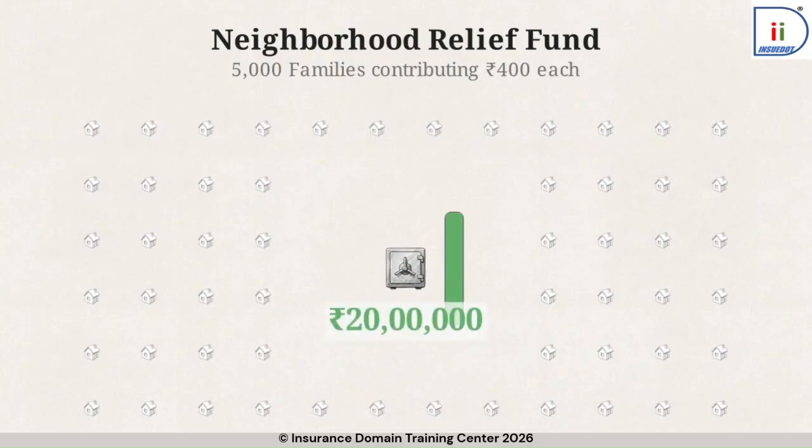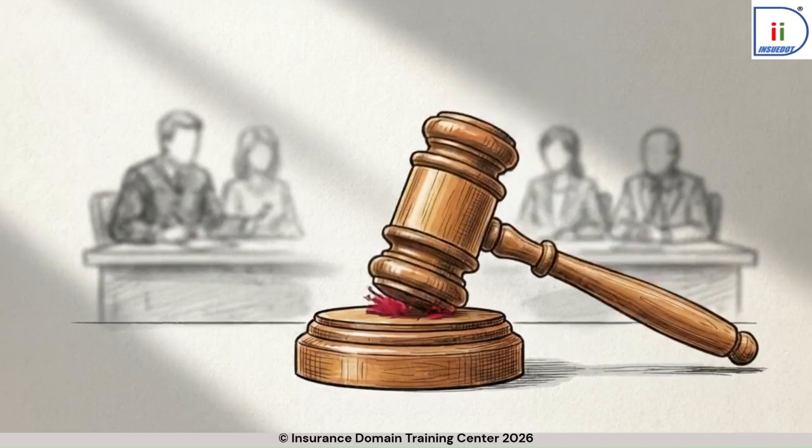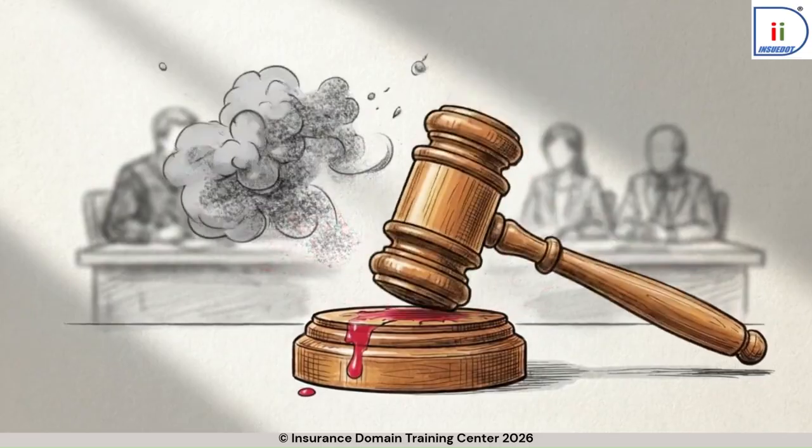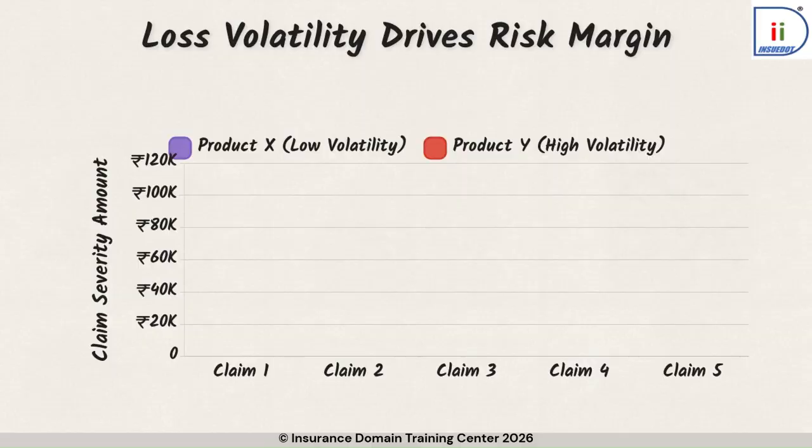In reality, claim sizes aren't always so predictable. Changes in repair costs or even court decisions can make the final bill for a claim move up or down. This unpredictability is called loss volatility. It measures how widely individual claims are scattered away from the average, a spread known as standard deviation.